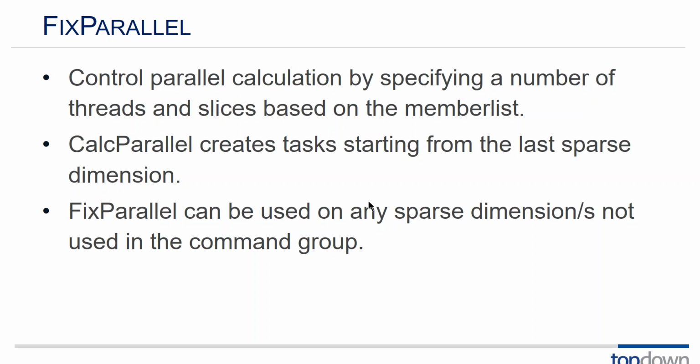So enough about rolling forecast. Let's talk about fixed parallel. So what does fixed parallel do? Well, it gives us additional control over the ability to parallelize our aggregations and other types of functions. So fixed parallel allows us to control the number of threads and the nature of the slices that we're parallelizing on. Whereas calc parallel allows us to do parallel calculations, but it always starts with the last sparse dimension. So fixed parallel can be used on any sparse dimensions as long as they're not in the command group. The command group being those commands within the fixed parallel block, just like a fixed command.